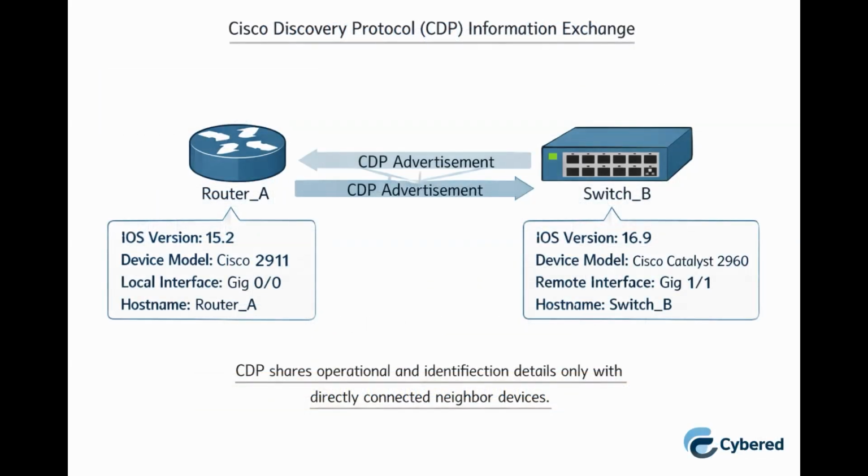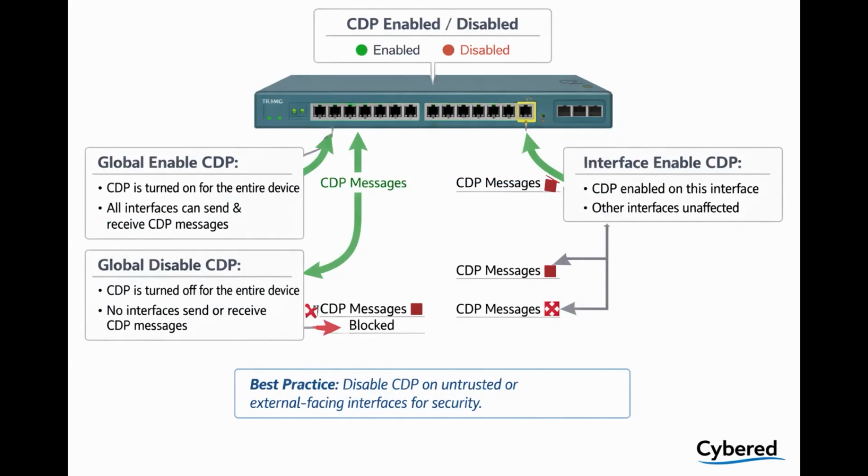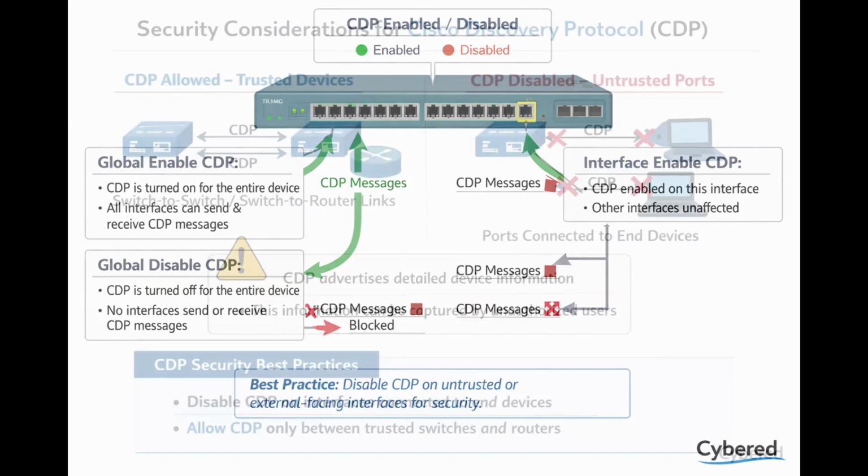Information shared by CDP. Each CDP message includes key device details such as IOS version, device model and type, local and remote interface information, and hostname. This allows network engineers to quickly identify connected devices and understand how they are interconnected. The CDP configuration: enable CDP globally, cdp run; disable CDP globally, no cdp run; enable CDP on a specific interface, cdp enable. Here are some security considerations.